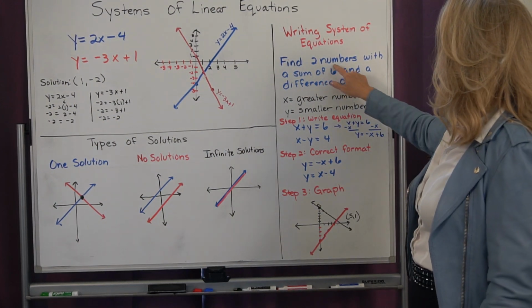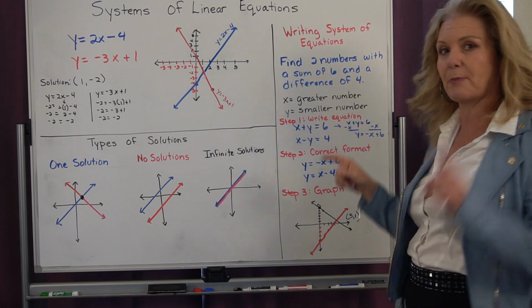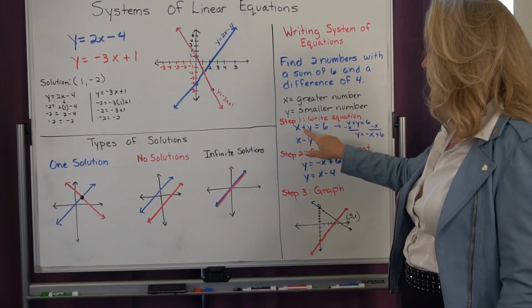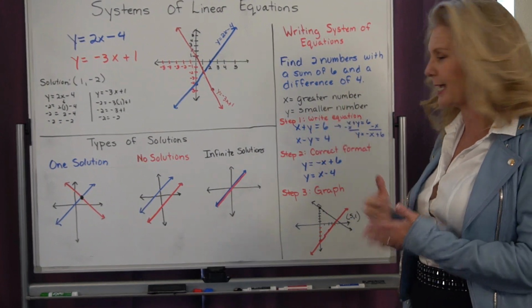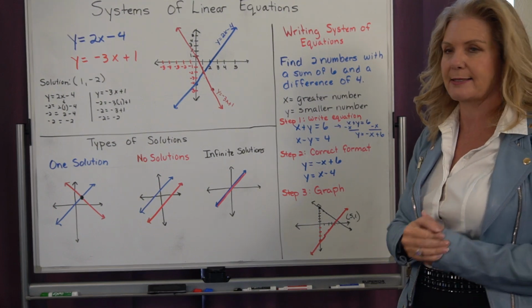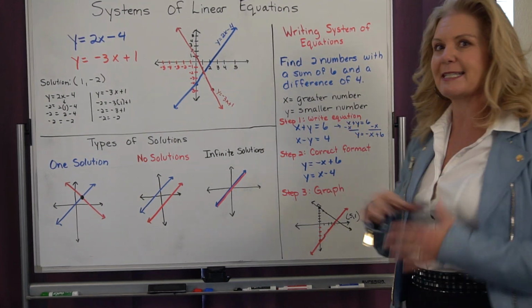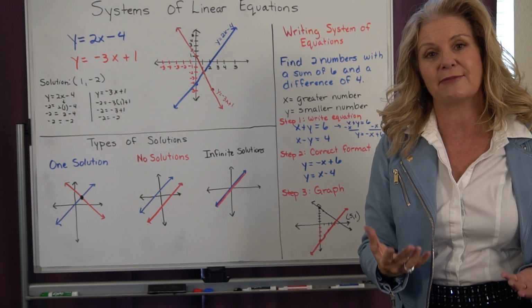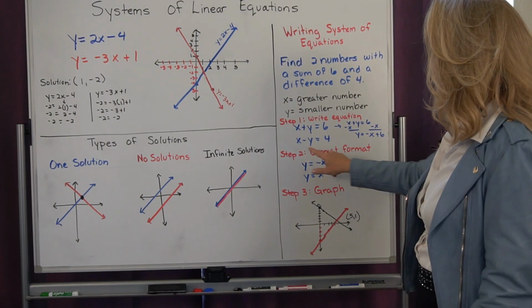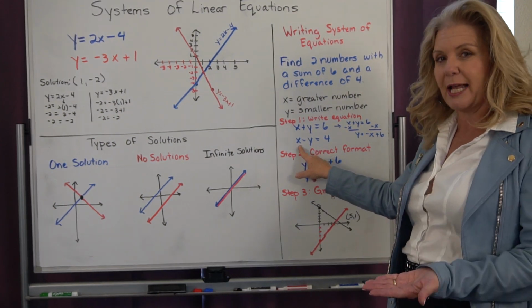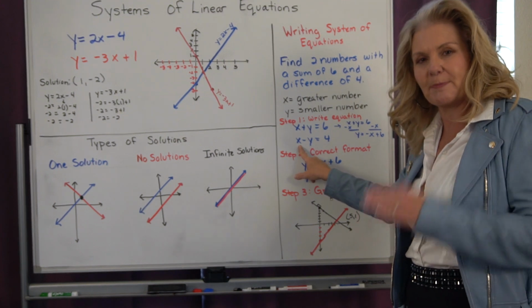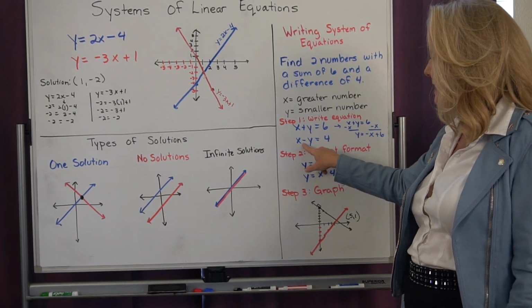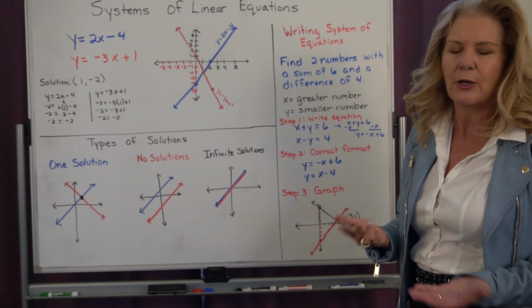So I know that the two numbers have a sum of 6. So my first equation is I'm going to take my x and my y, add them together, and I know that has to equal 6. And then the second part of this is those two also have to have a difference of 4. So I know x is bigger, and you have to have a bigger number minus a smaller. So I know it has to be x minus y equals 4.